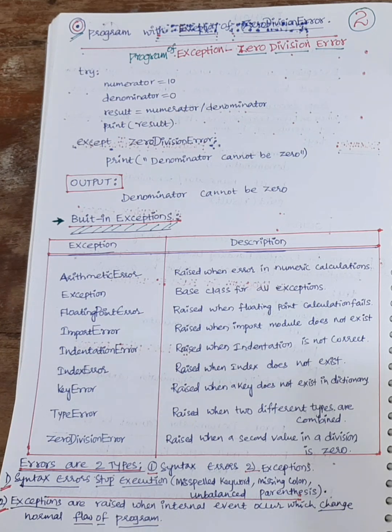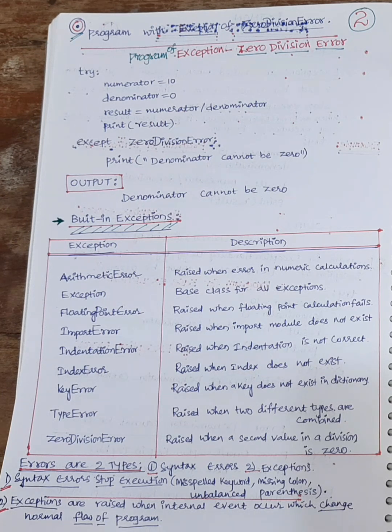Next one, FloatingPointError. This exception is raised when a floating point calculation fails. Next one, ImportError exception. It is raised when the importing module does not exist. One more exception is IndentationError. This exception is raised when indentation is not given correctly. Next, one more, the IndexError exception. It is raised when the index does not exist.